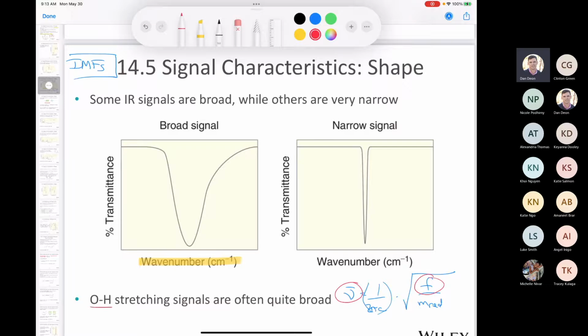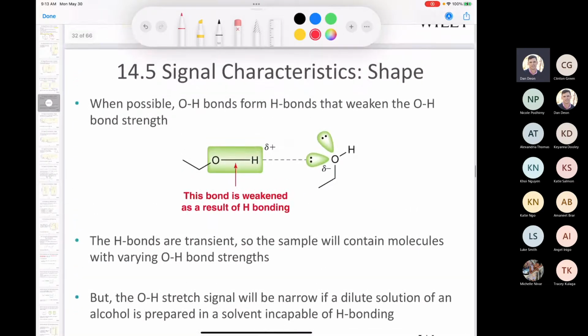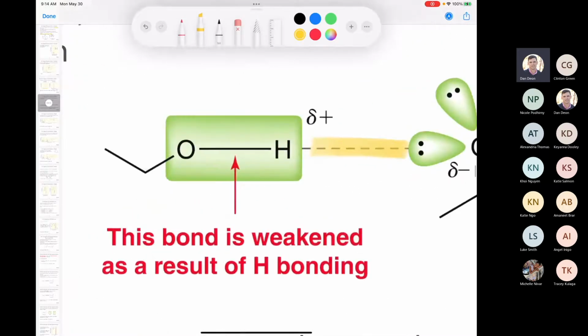And what happens is that when an oxygen-hydrogen bond participates in hydrogen bonding, it can have an effect on bond strength. Check this out. When possible, oxygen-hydrogen bonds form hydrogen bonds that weaken the oxygen-hydrogen bond strength. This is just a regular old hydrogen bond that you would have seen everywhere in Gen Chem 1 and in Chapter 1 of this course. But when you have that hydrogen bond, it causes the oxygen-hydrogen bond to stretch out, really pulls it, yanks on that hydrogen.